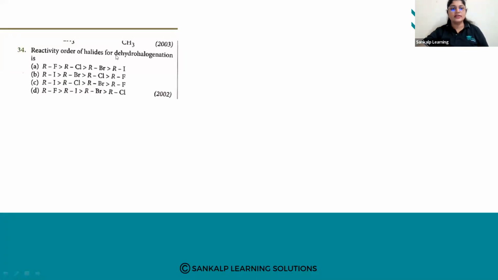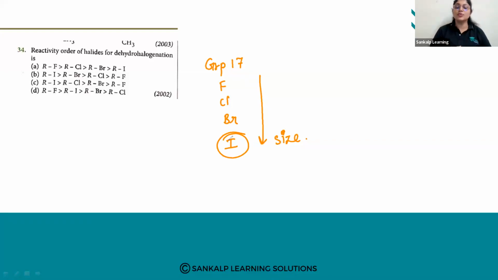The relative reactivity order of halides for dehydrohalogenation is. What is the reactivity order of dehydrohalogenation? The halogens come in group 17. How is the size increasing? Fluorine, chlorine, bromine, iodine. As you go down the group, the size will increase, and the rate of the reaction also increases. The bigger the size of the atom, the stronger the reactivity towards the reaction.